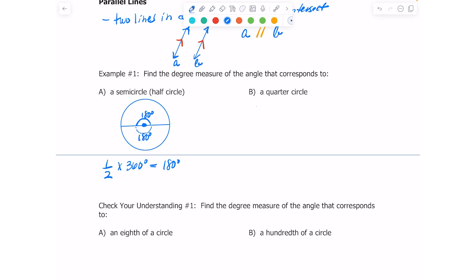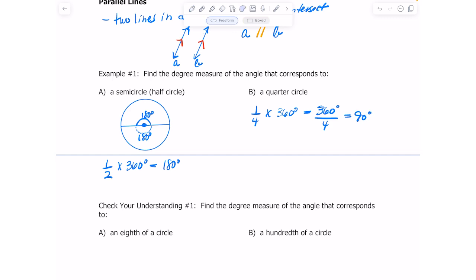We know that quarter means 1/4, right? So I don't even need to draw the picture. I'm going to take 1/4 of the measure of an entire circle. A whole circle is 360 degrees, and 1/4 of that is 360 divided by 4, which is 90 degrees. And that actually makes sense.